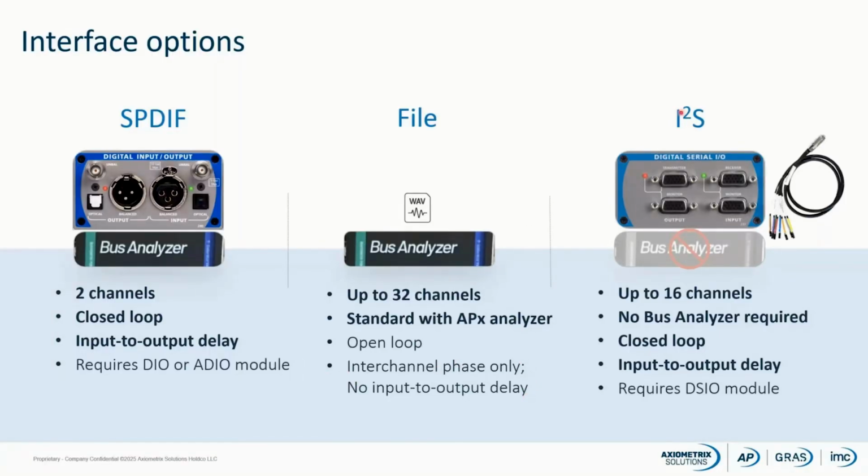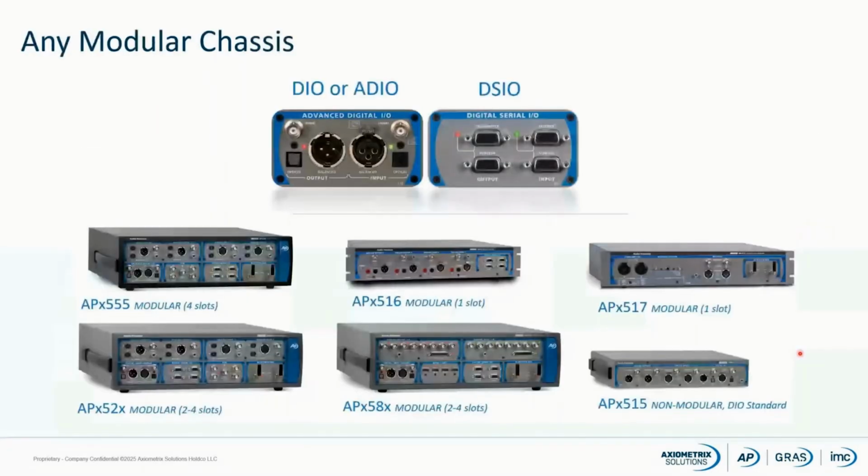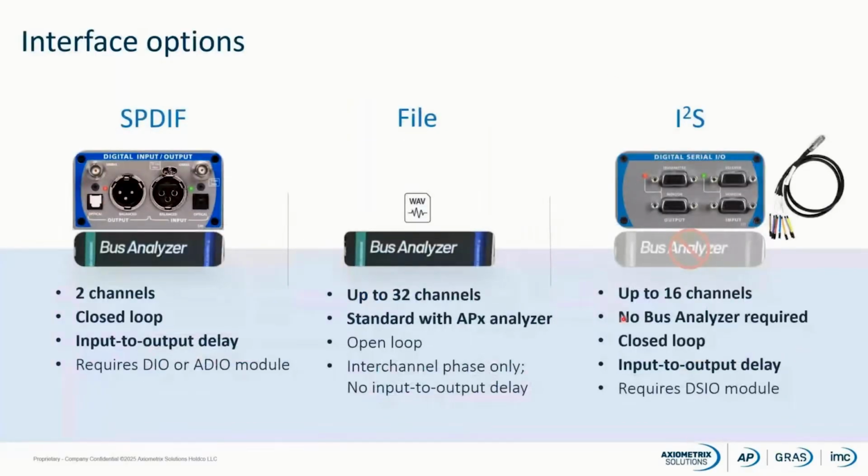And then lastly, I2S, or digital serial, allows for up to 16 channels, negates the use of the bus analyzer, and is closed loop, which again allows for input-to-output delay. One thing I'll add is that all of these interfaces can be used to measure frequency response, distortion, inter-channel phase, noise, and a number of other parameters.